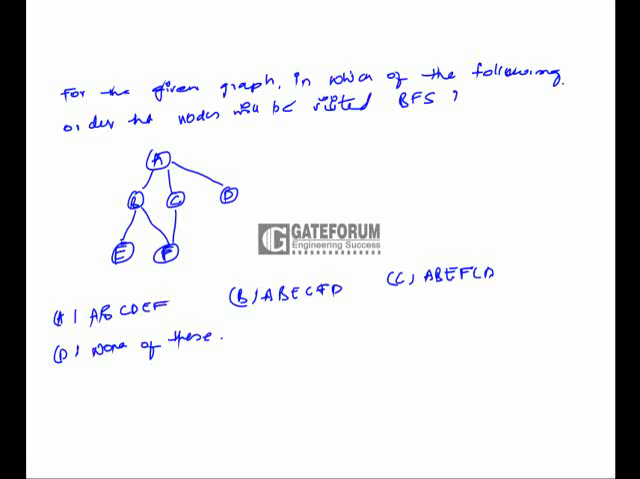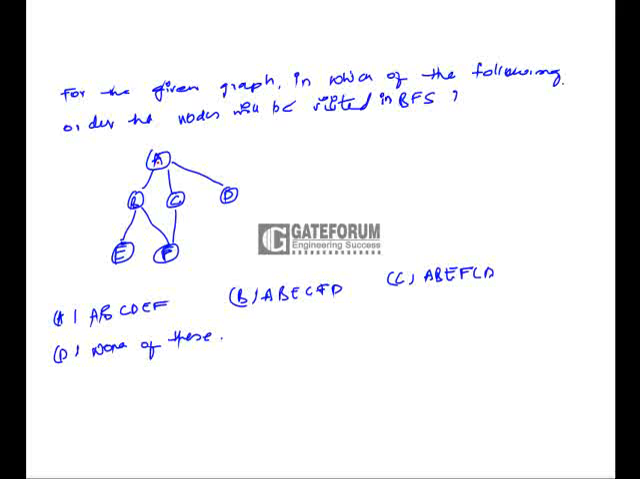For the given graph, in which of the following orders will the nodes be visited in BFS? Here a graph is given, and if you follow BFS, that is breadth first search, what will be the order of the nodes in which they are visited? This is the question. So if we start at vertex A, in BFS we visit the nodes in level by level order.